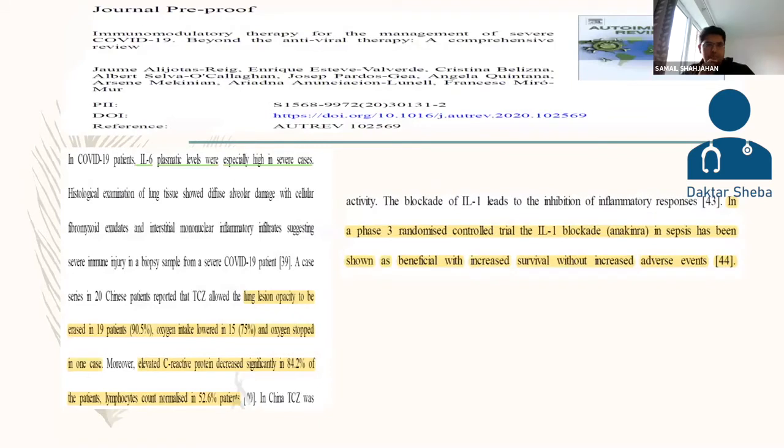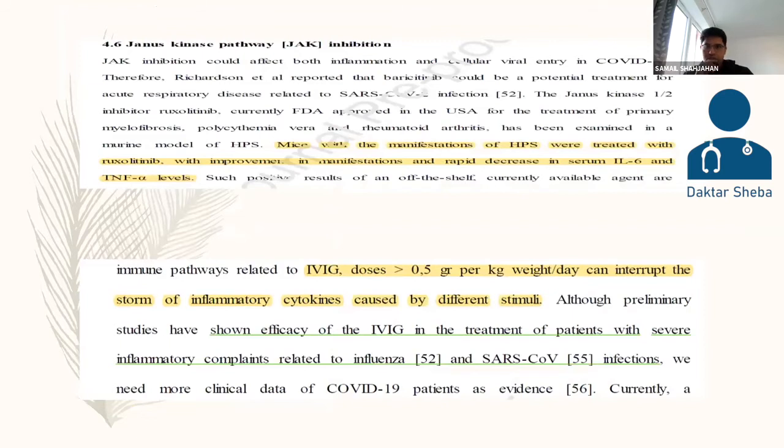So this is a pre-published journal paper. Sorry, it's not Chinese. I think it's a Russian paper. It has not been published yet, but they worked on the immune response to different drugs. As I said, we can see with tocilizumab there was a dramatic improvement in oxygen saturation and CRP. And with interleukin-1 blocker anakinra, they also managed to improve the patient clinically, and also with Janus kinase inhibitors and IVIG.